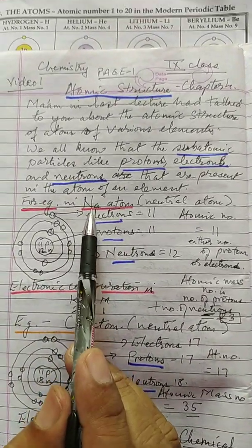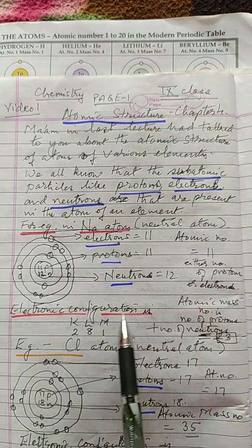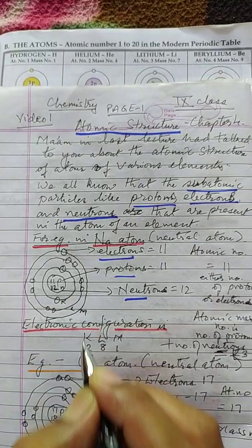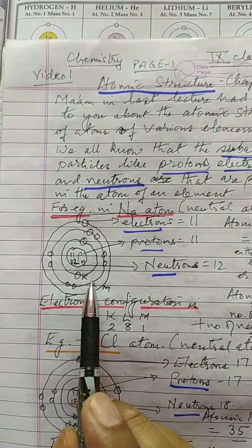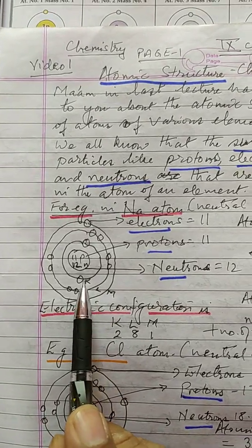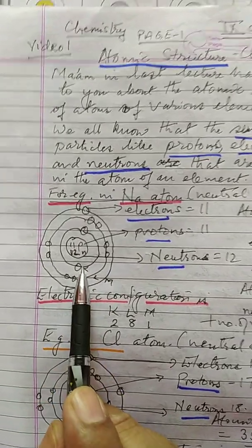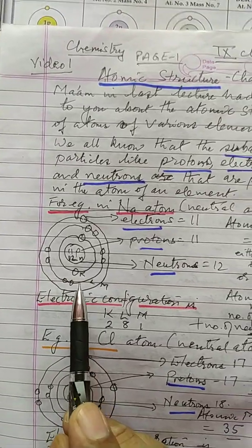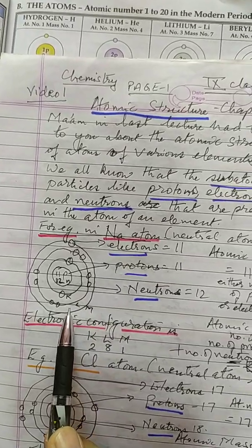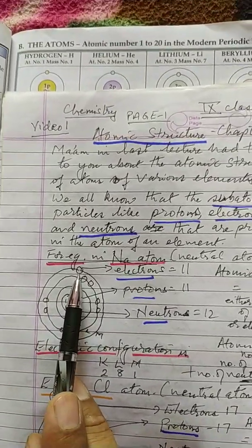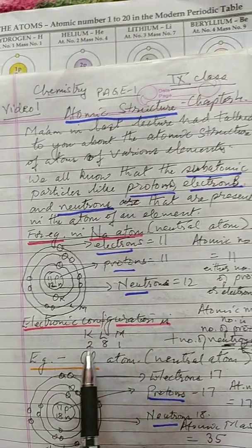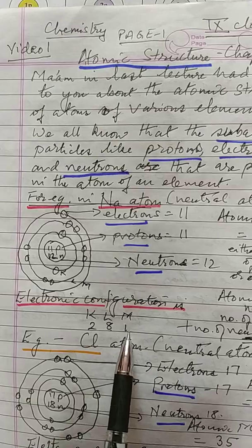Now let us see the electronic configuration in the sodium atom. There are three shells, children, here: K, L and M shells. In these three shells, the 11 electrons are distributed. The innermost shell can contain 2 electrons, so in the K shell there are 2 electrons. Then in the L shell, as you know, children, there are 8 electrons. And in the outermost shell, we have 1 electron in the sodium atom. So the electronic configuration is 2, 8, 1.